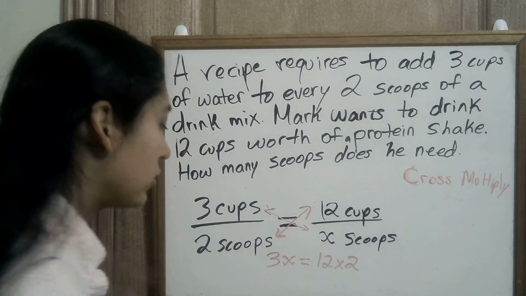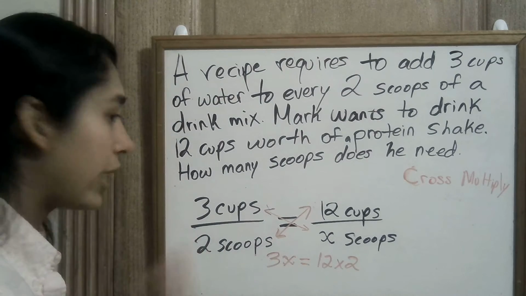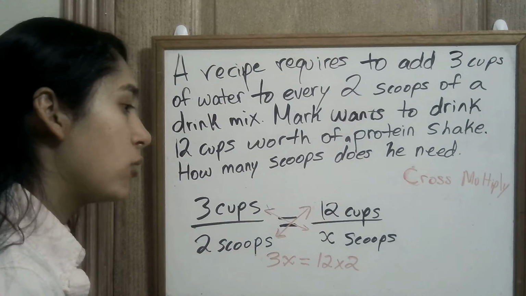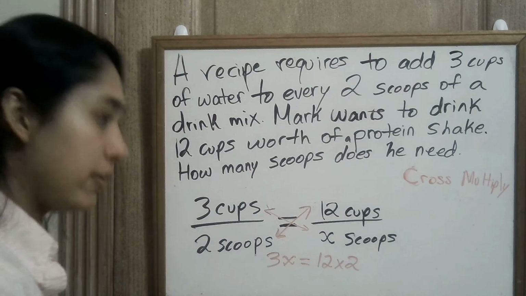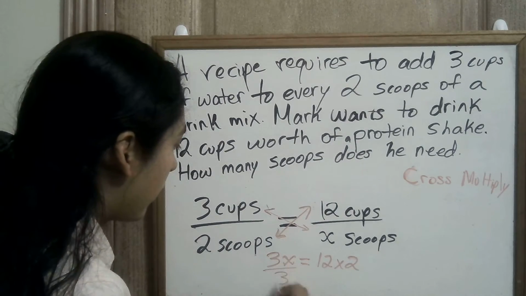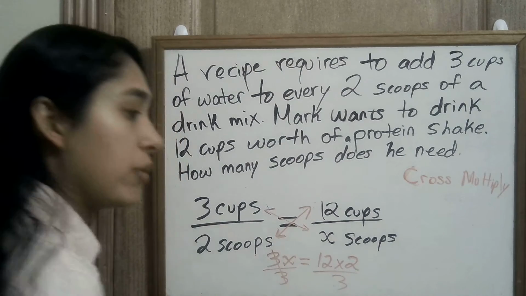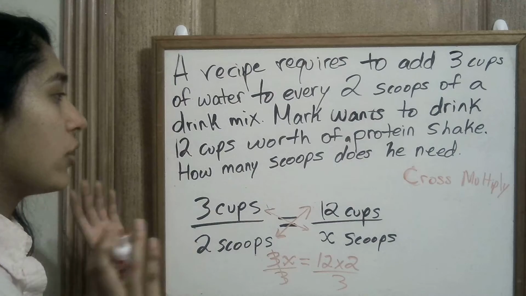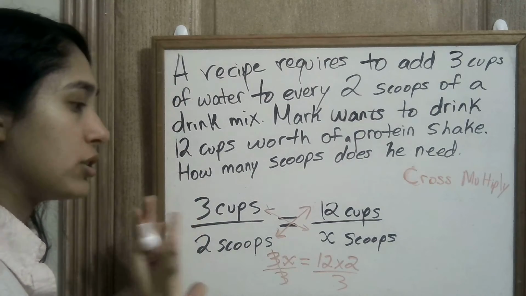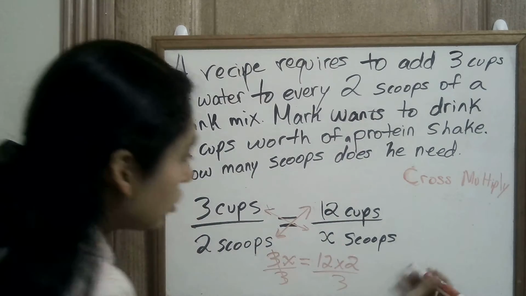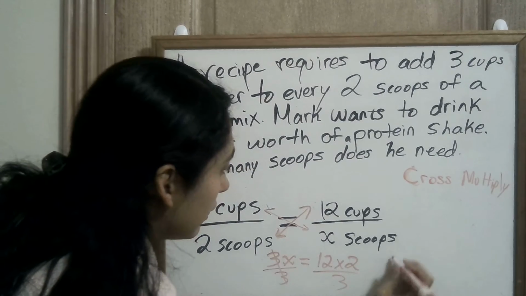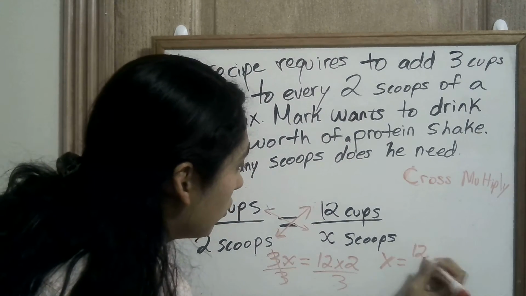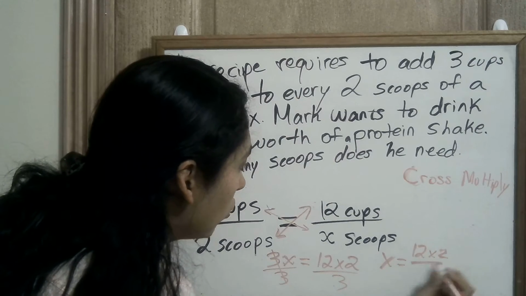Alright, so 3x. Okay, I just want x. I don't care about the 3. Here we're multiplying. What is the opposite of multiplication? Division. Let's divide by 3. And what we do on one side, we've got to do to the other side. That is the rule of proportions. The 2 ratios must be equal to each other at all times. So, x is equal to 12 times 2 all over 3.